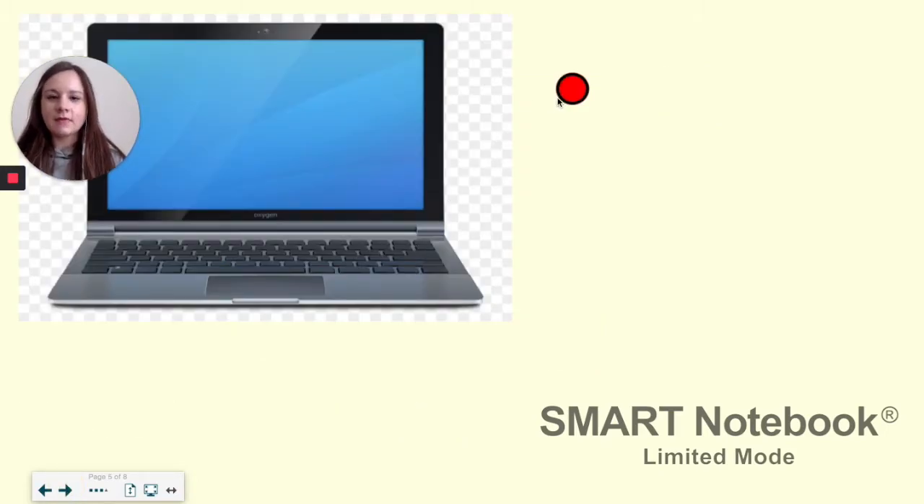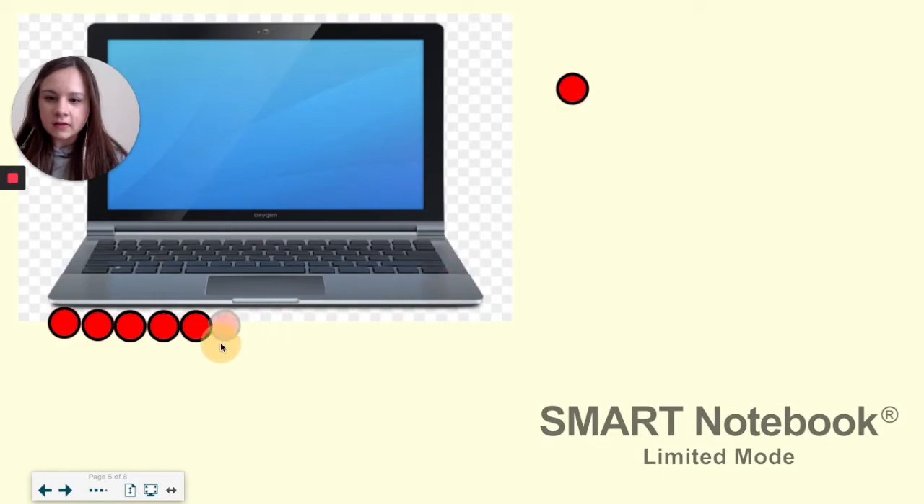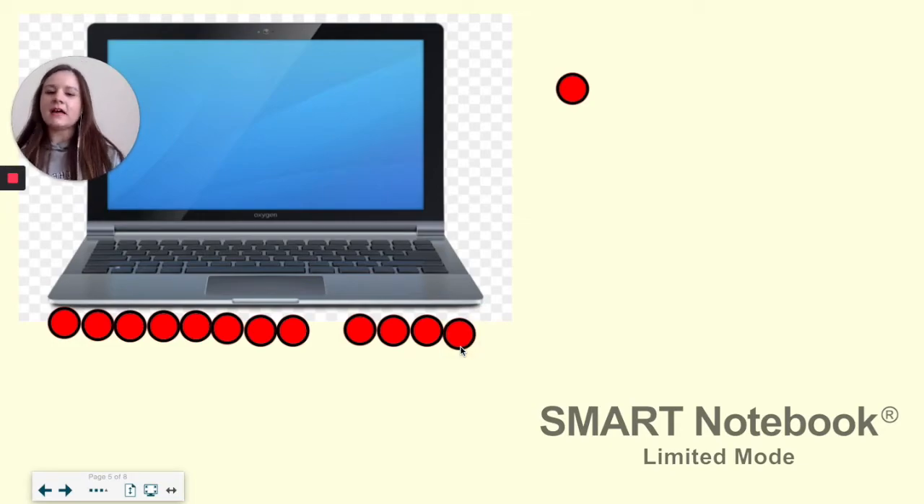And then we've got the same with our laptop. So from the edge, but this time we've got counters. 1, 2, 3, 4, making sure there are no gaps. 5, 6, 7, 8, 9, 10, 11, 12. Now pause the video and tell your adult if you think that I have done this accurately.